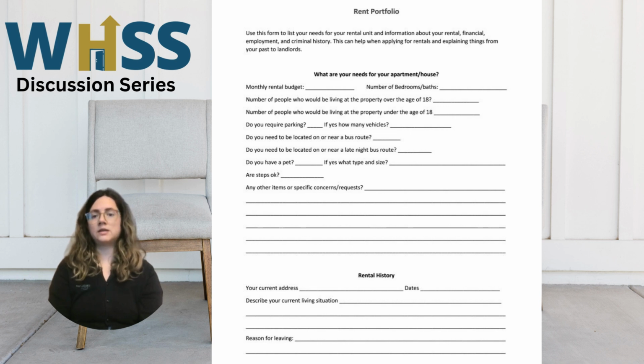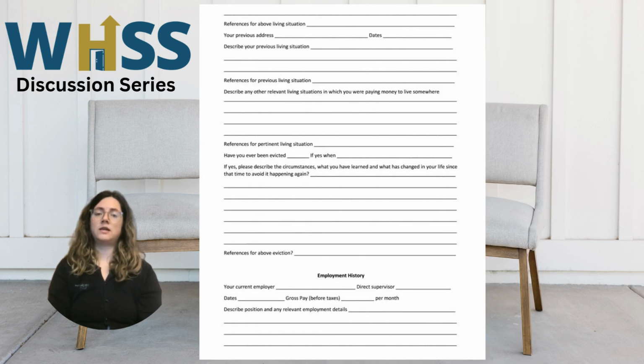Do you have any pets? How many? What type and size? And do you have any accommodations that you might need, like having no steps? And also, the next part is your rental history. What is the current address, the dates you're residing there, your living situation, your reason for leaving, and references? You will also include your previous addresses, the dates, the rent amount, living situation, reason for leaving, and references.